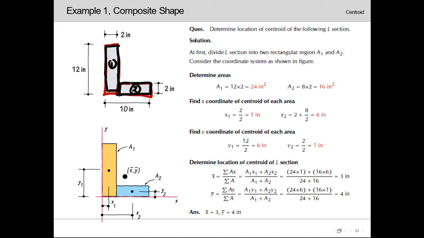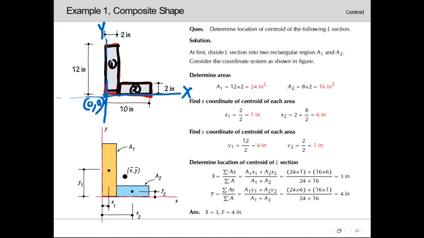According to our first step, we divided it into two segments, and our second step is to set the reference coordinate. For this example, let's consider the coordinate system over here. That means this is the starting or 0, 0 point. This is our x-axis and this is our y-axis. So our second step is to set the coordinate system.